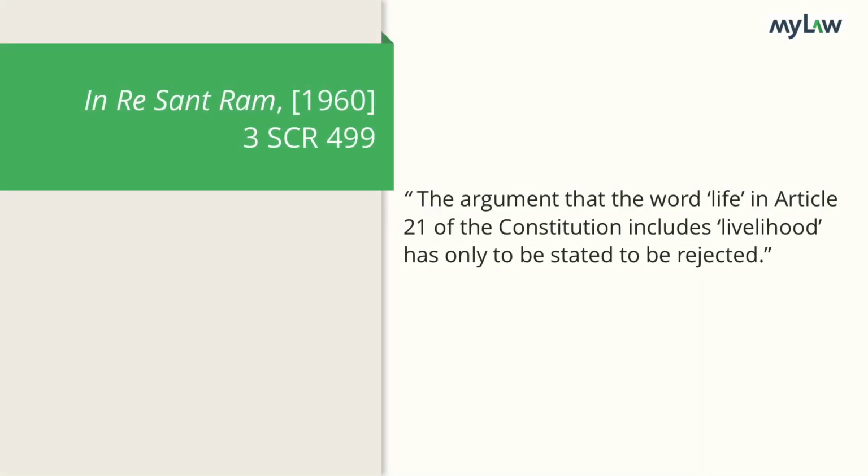Gopalan represented an unduly narrow reading of Article 21 and more generally of Part 3 of the Constitution. This narrow reading of Article 21 continued through the 60s. For instance, the Supreme Court in 1960 found it unthinkable that a right to livelihood could be a part of the right to life.